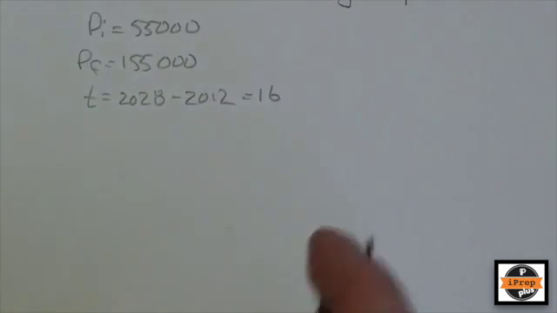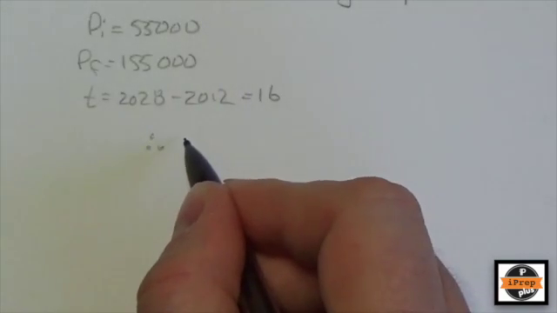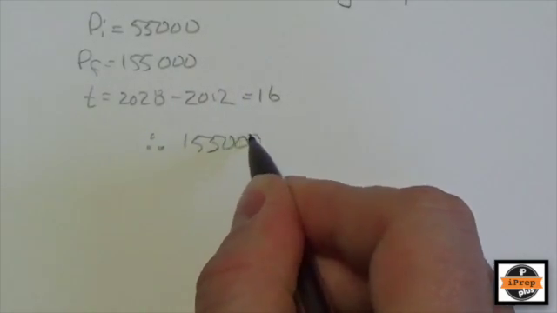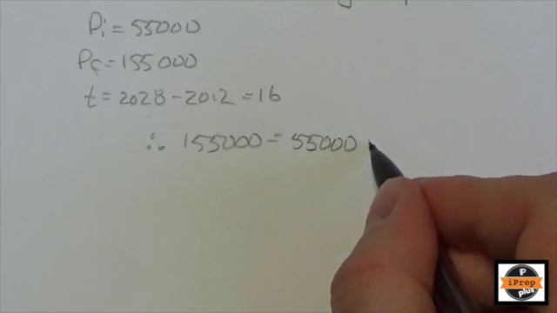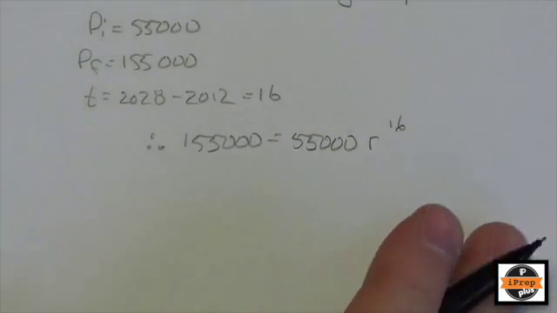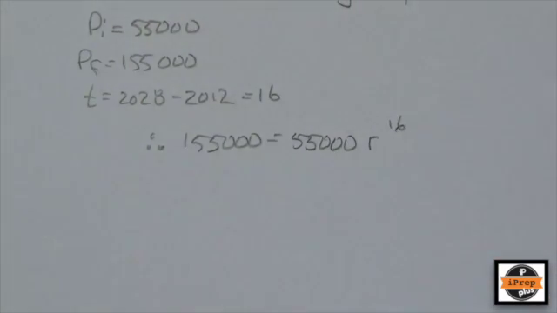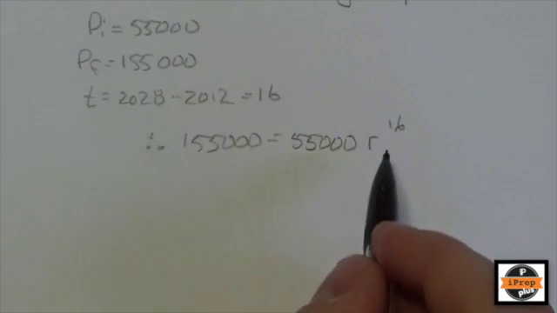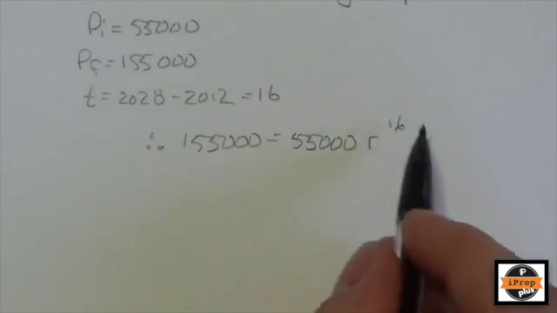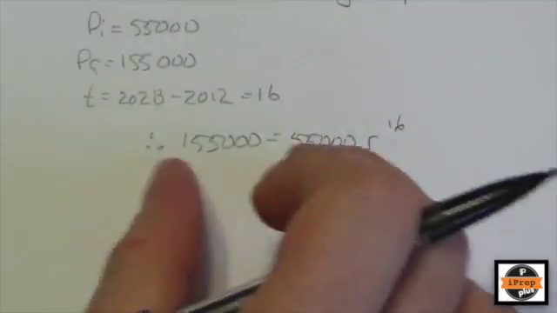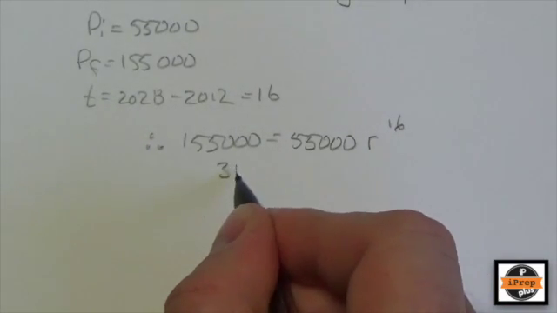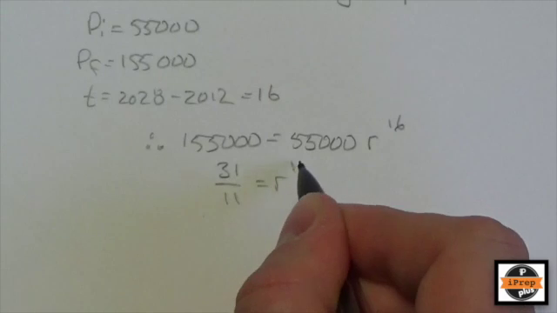So with that in mind, we can jump into our formula. Therefore we can write 155,000 equals 55,000 times r to the 16. You need to notice here that at this point in the course, it's very tempting to do the wrong thing. What we need to do first, regardless of what you think you need to do, is isolate the power. So I'm going to divide both sides by 55,000, and when I simplify, I get 31 over 11 is equal to r to the 16.